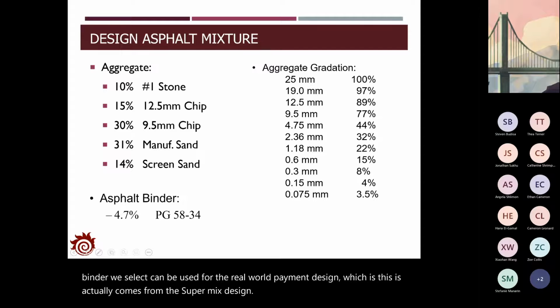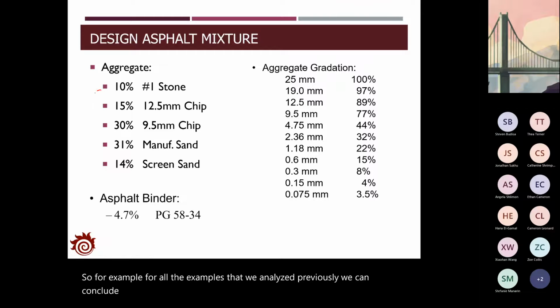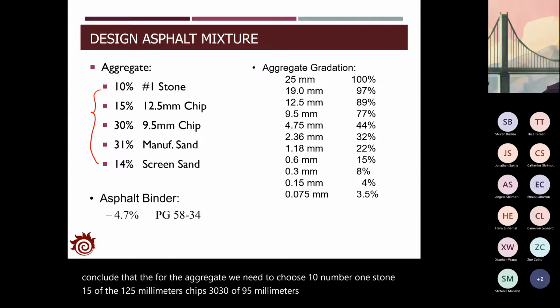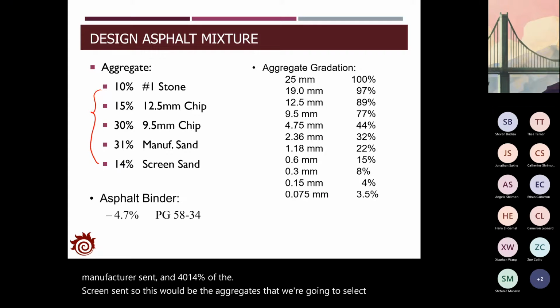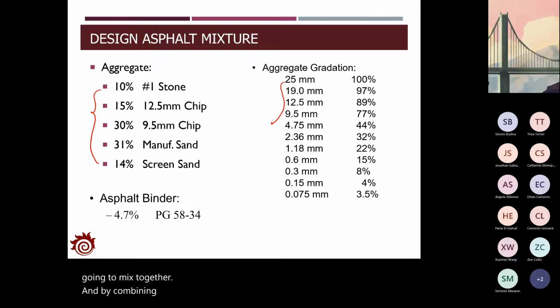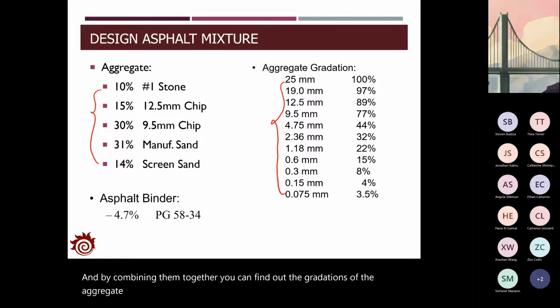So for example, for all the examples that we analyzed previously, we can conclude that for the aggregate, we need to choose 10% number 1 stone, 15% of the 12.5 millimeter chips, 30% of 9.5 millimeter chips, 31% of the manufactured sand, and 14% of the screen sand. So these would be the aggregates that we're going to select and mix together. And by combining them, you can find the gradation of the aggregate that we blended for the Superpave mix design.